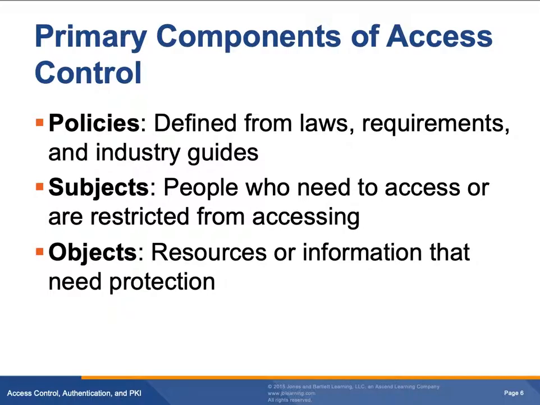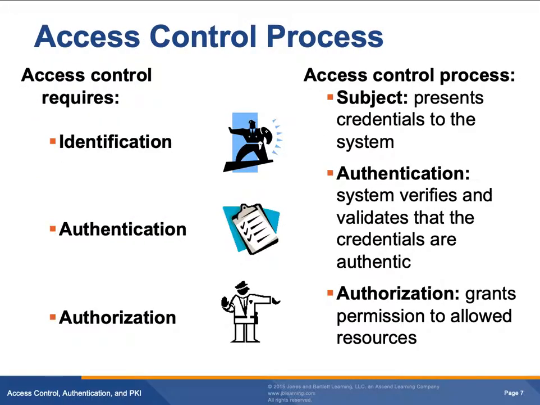Subjects are people who need access to, and are restricted from accessing. So you have to know who can get to the information system, whether it's a physical piece of paper all the way through the actual data system, and who doesn't have access. Objects are resources or information that need to be protected. Those are people, places, things, events, those types of objects as well.